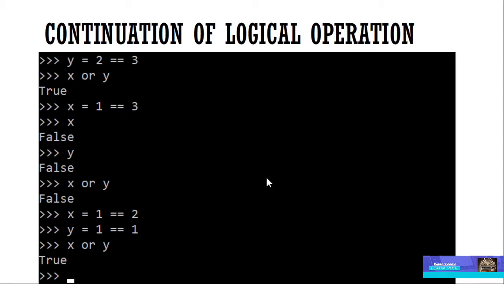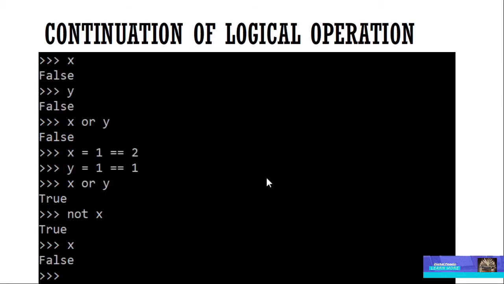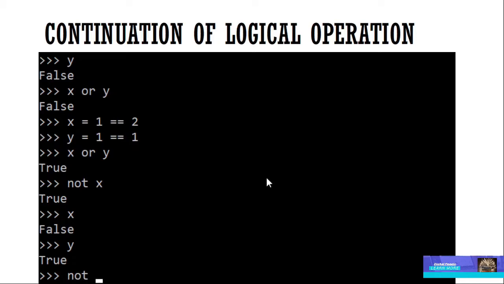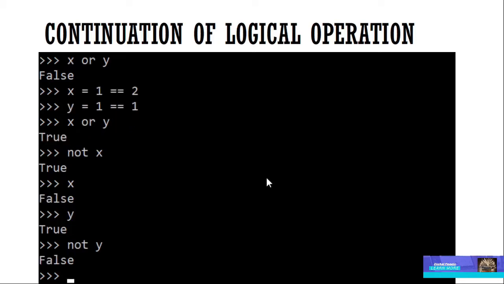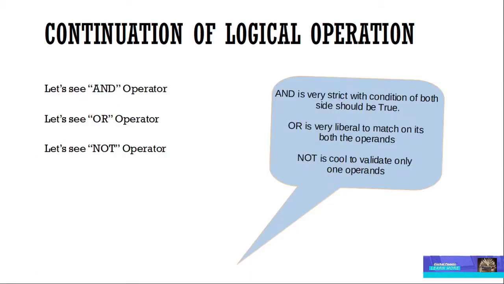Let's see the NOT operator. The NOT operator always checks only one operand. So let's see here, not x is True, because x is False, and it says that not x is True. But y is True. So let's see what NOT says. Since y is True, it says False for not y. As I already mentioned, AND is very strict, with the condition that both sides should be true, but OR is very liberal in matching on both operands. NOT is cool to validate only one operand.